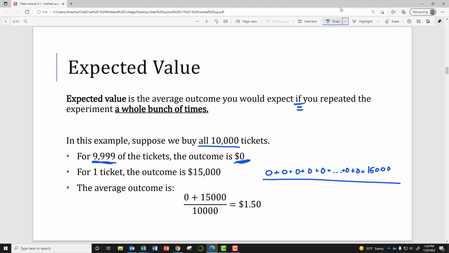Now adding zeros together doesn't really get you anywhere. So the numerator here is 15,000. The denominator, if I'm taking an average, will be 10,000 tickets. And so we get our average outcome if you were the person that purchased all of the tickets. The average outcome being $1.50. This is the expected value of the lottery ticket, $1.50.